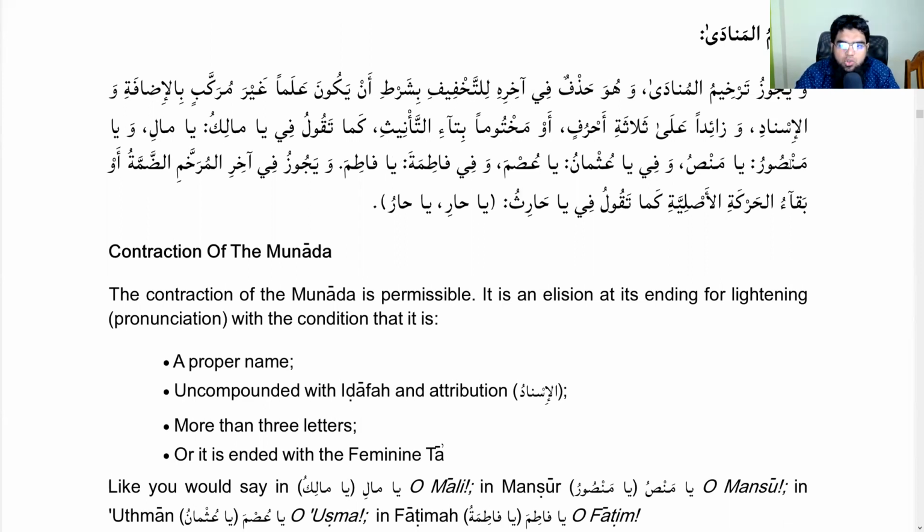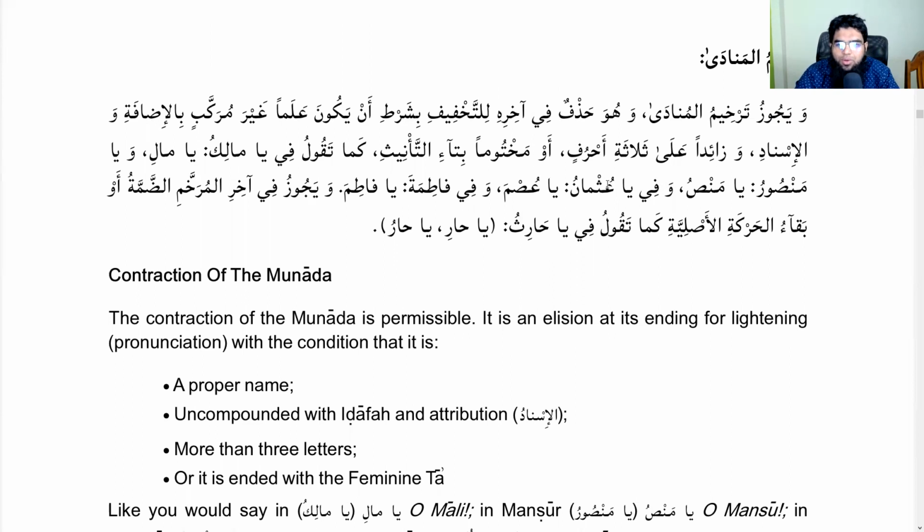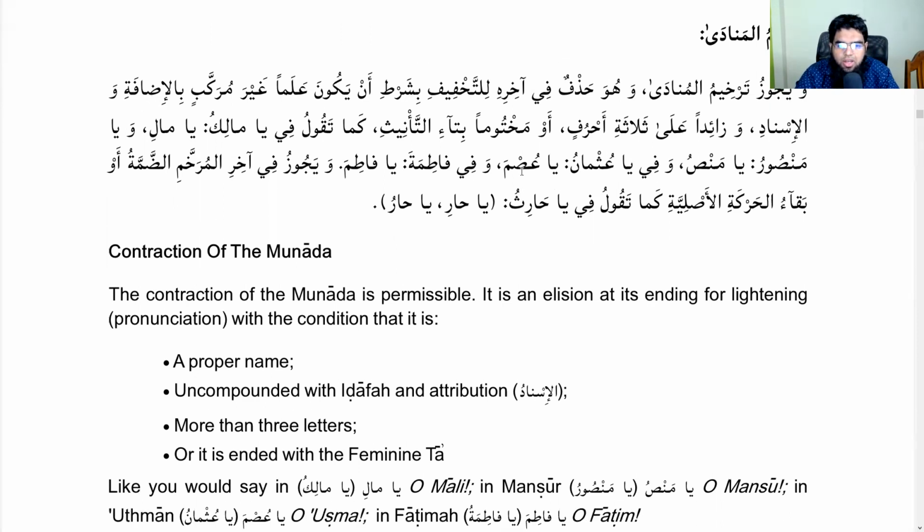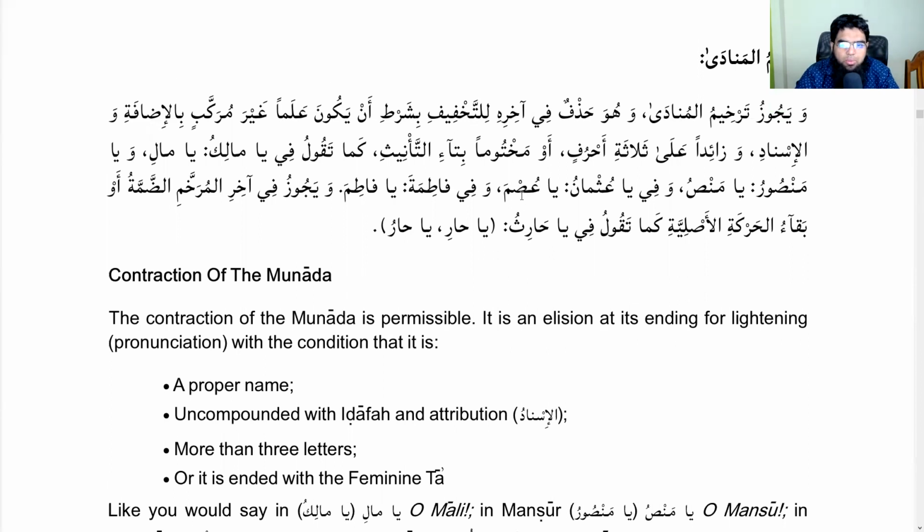Ya Mansoor. Mansoor is 5 letters, right? 1, 2, 3, 4, 5. So you can say Ya Mansoo, making it into 3 letters. So ultimately, you're chopping 2 letters. Oh, Mansoor. And Uthman, 1, 2, 3, 4, 5, right? So you can say Ya Uthmu with a tha. He put a sad, that's a typo. Ya Uthmu, or Ya Uthma. وفي فاطمة يا فاطمَ.